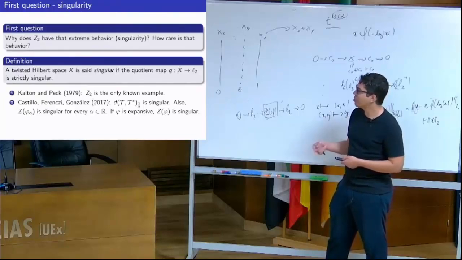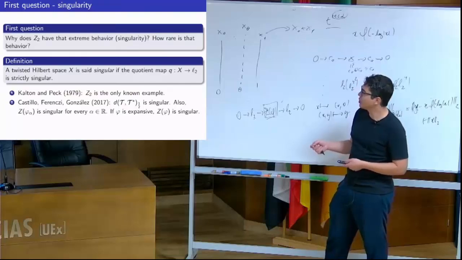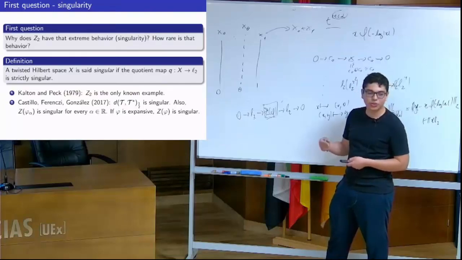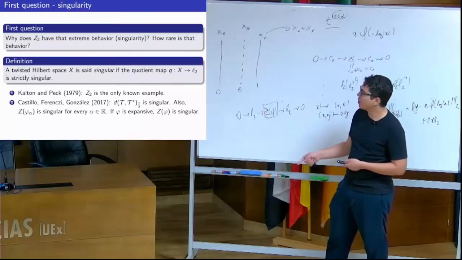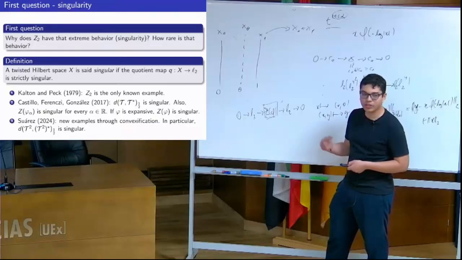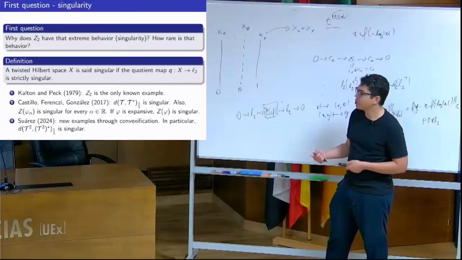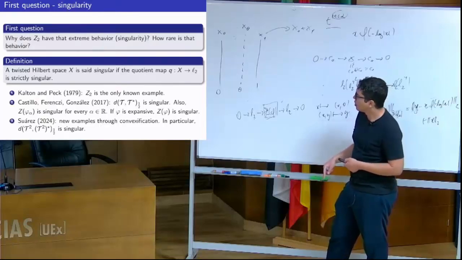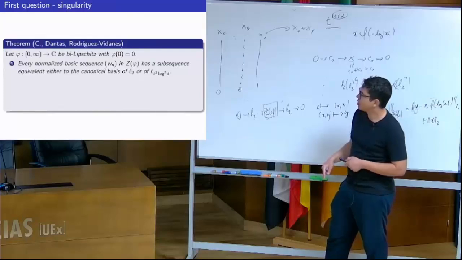And they got some more examples, for example, considering Z_phi,alpha. The spaces Carlton showed to be counterexamples. Because phi is what they call an expansive map. Okay? And Suarez recently gave new examples through convexification, and in particular, if you take the 2-convexified Tsirelson space, the derived space is also singular. So our result. Let phi be a b-Lipschitz map.